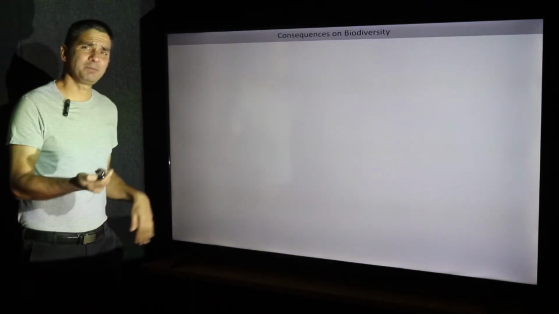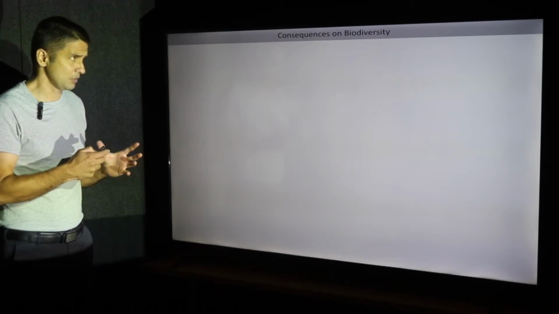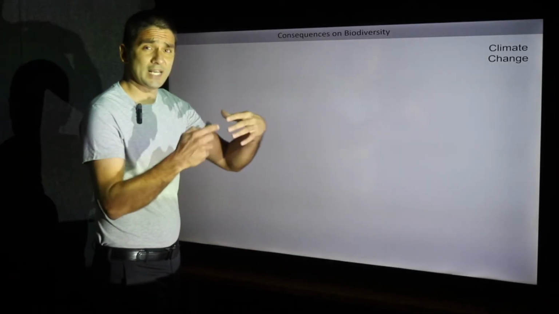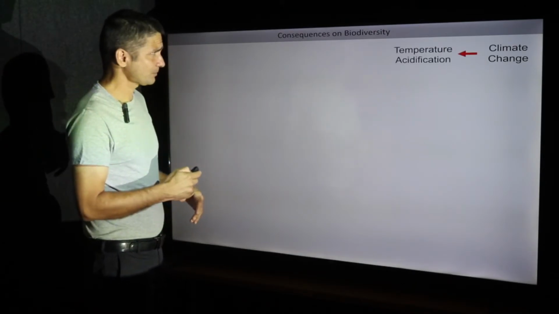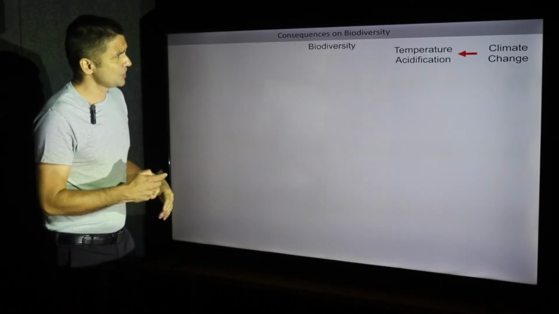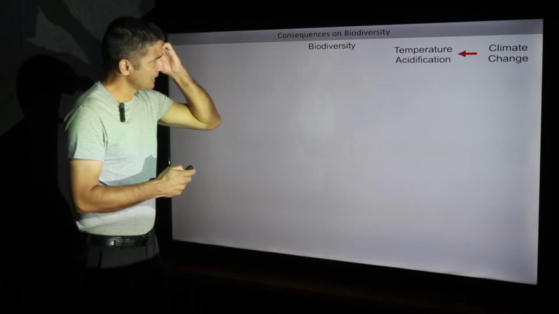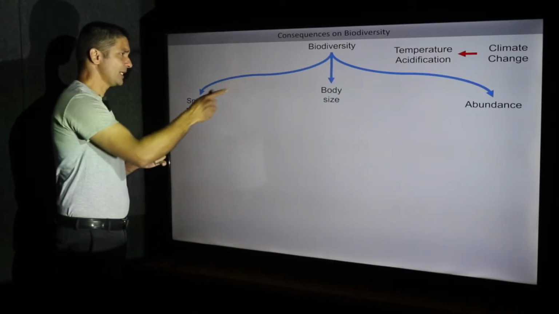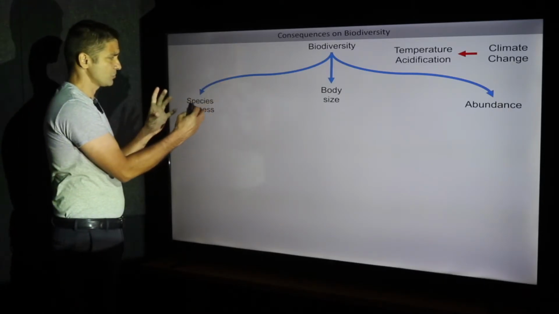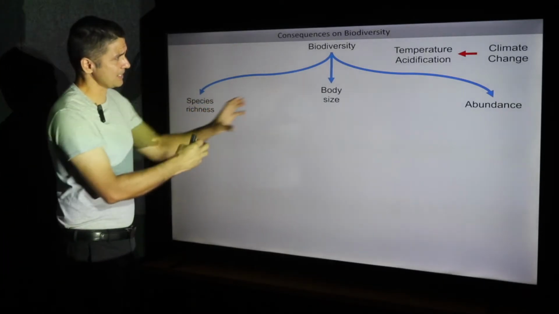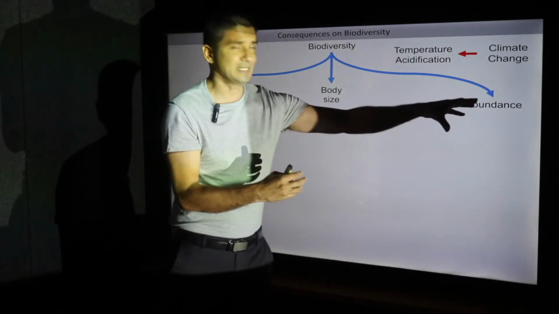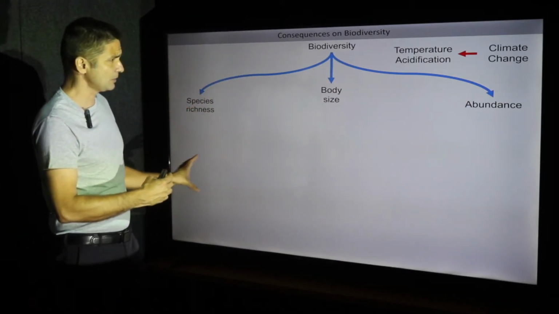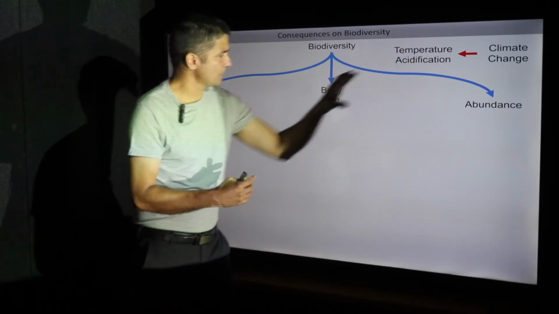What about on a species, though? This class is mostly focusing on a species. Well, it turns out that with this modification of the climate, mostly temperature, we are also changing the oceans, and that has consequences on biodiversity at different levels. So we already know that biodiversity can be summarized as the number of species in a place, the body size of those species, and the abundance. So those are attributes of biodiversity that we already know. Let's look now at what climate change does to every one of these aspects.